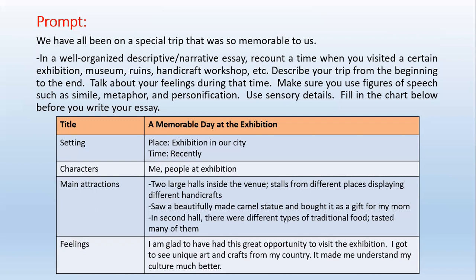And then the main attractions, what are the two main things or maybe more that attracted you? For example, two large halls inside the venue, stalls from different places displaying different handicrafts. You saw a beautifully made camel statue and you bought it as a gift for your mom. For example, in the second hall, there were different types of traditional food. You tasted many of them.